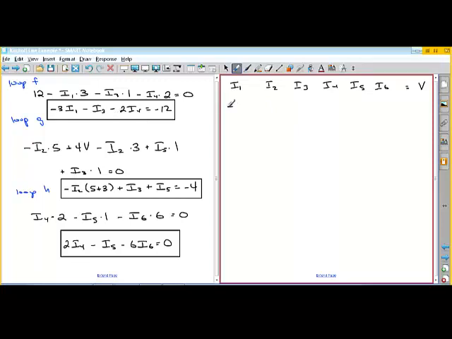So we've got negative 3 I1 minus 1 I3 minus 2 I4 is equal to negative 12. Okay, so that's that one. Then we come down here, we have 5 plus 3 is 8, negative 8 because we have a negative sign, plus 1 I3 plus 1 I5 is equal to negative 4. Okay, this next one is we have 2 I4 minus 1 I5 minus 6 I6 is equal to 0.